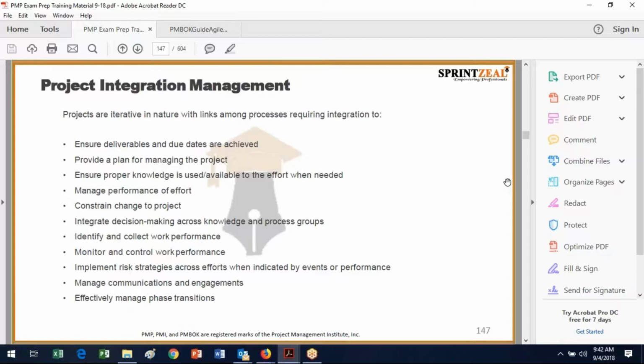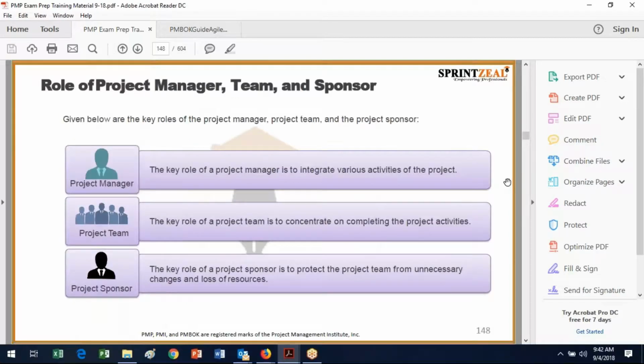And we're going to implement your risk strategies, which will be talked about later, manage communications and engagements, again, later, and effectively manage phase transitions. So first we're going to talk about the role of the project manager, team, or sponsor.